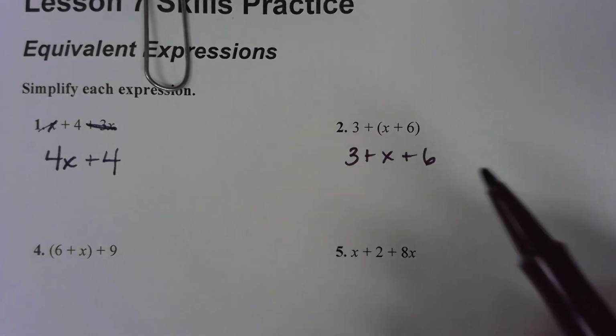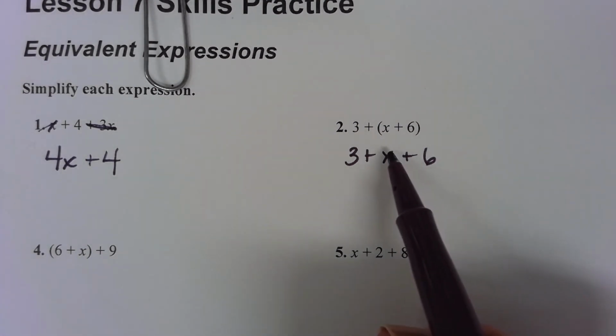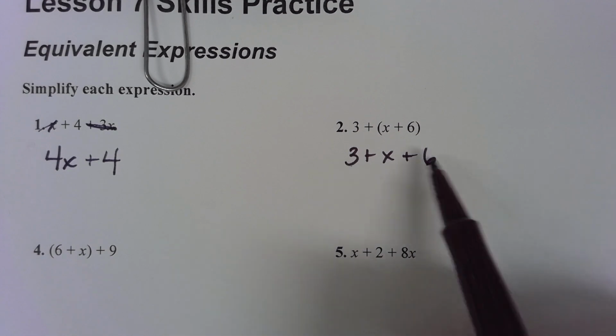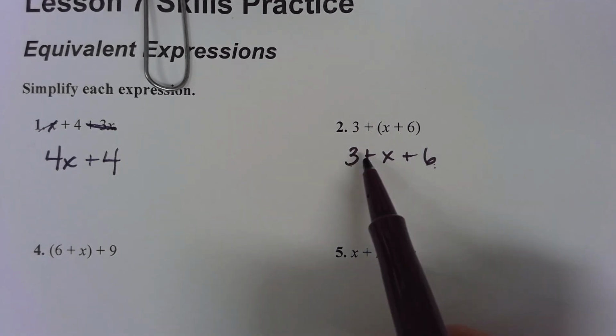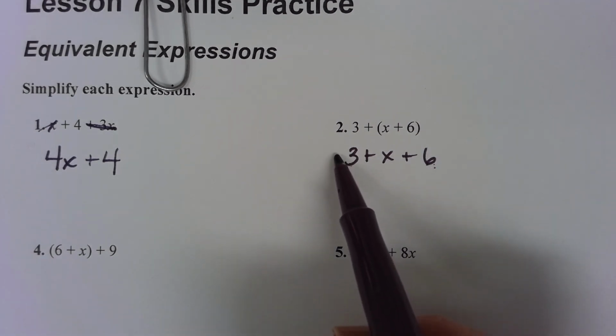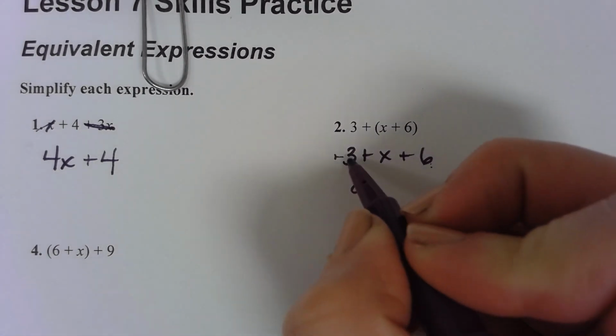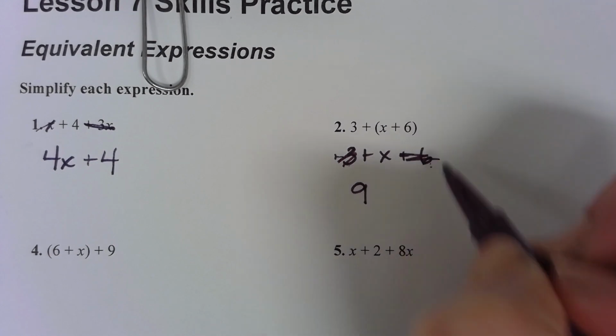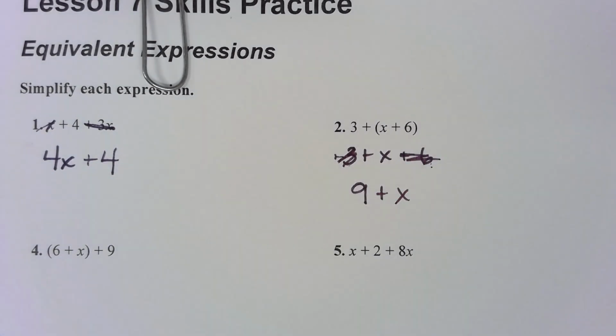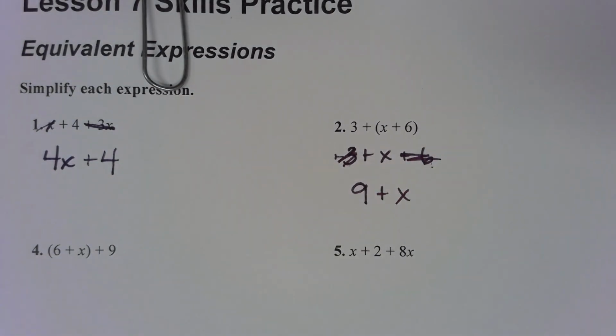So let's combine these. I see only one term with x, but I see 2 terms that are on this level here. So I'm going to combine these. So 3, this is like a plus 3. 3 plus 6 gives me 9. So I can cross that off and cross this off, and then I'm left with plus x. So 9 plus x is how I would simplify that expression.